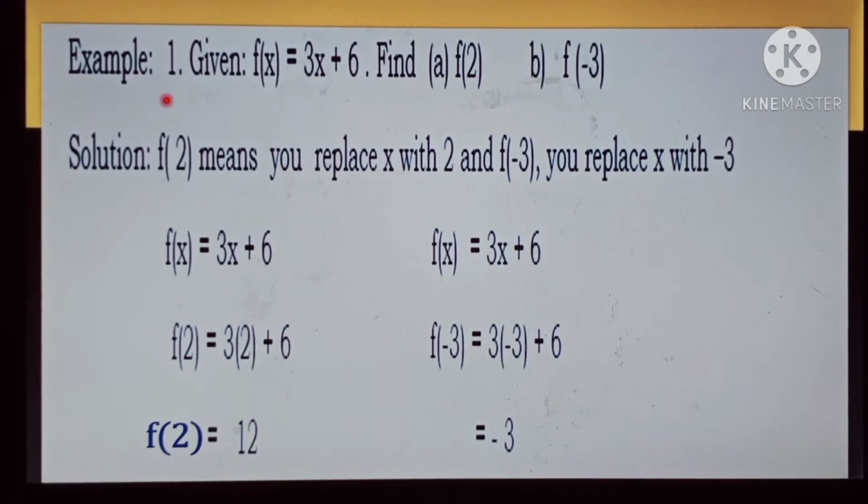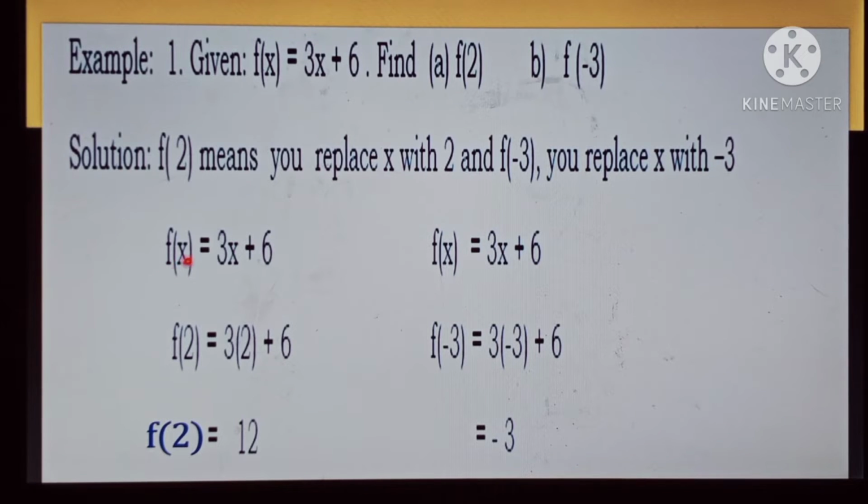So, let's have example 1. Given f of x is equal to 3x plus 6, find A, f of 2, B, f of negative 3. So, in function notation form, so pag sinabing f of 2, yung 2, that is the value of the x. F of negative 3 is the value of the x. Kasi nga, di ba, dito pa lang, makikita niya na sabi f of x. So, ito ay value ng x. So, pag nilagay niya dito na f of 2, ibig sabihin nun, yung 2, yun yung value ng x. And then, the negative 3 is also the value of x, which is the independent variable. So, sa solution, if f of 2 means you replace x with 2, and f of negative 3, you replace x with negative 3. And then we solve it the same as we did for linear equation.